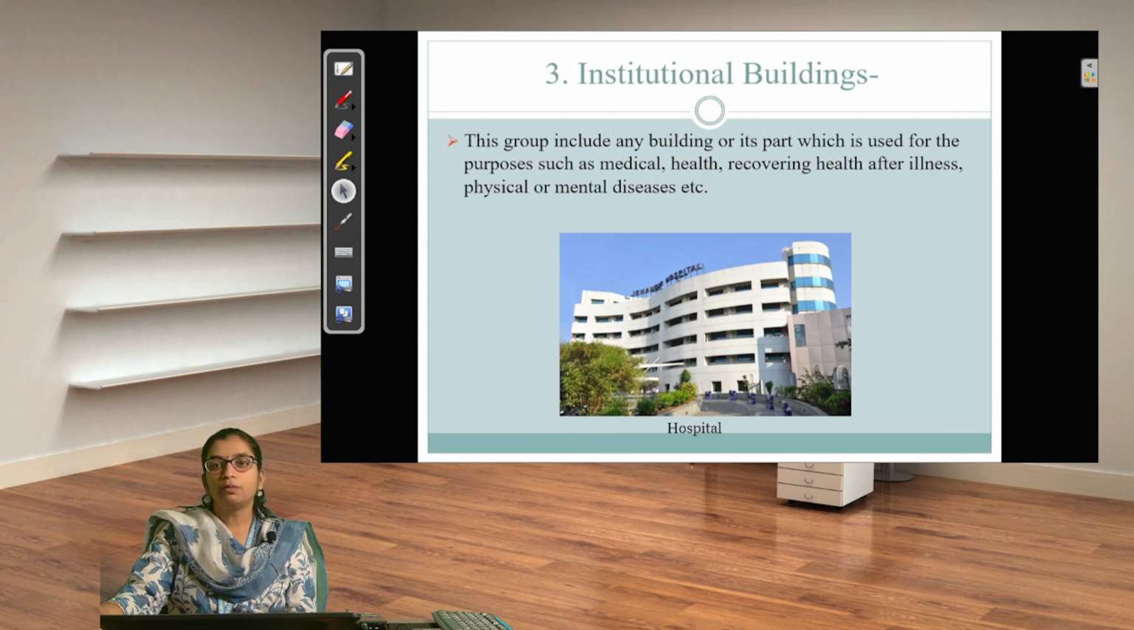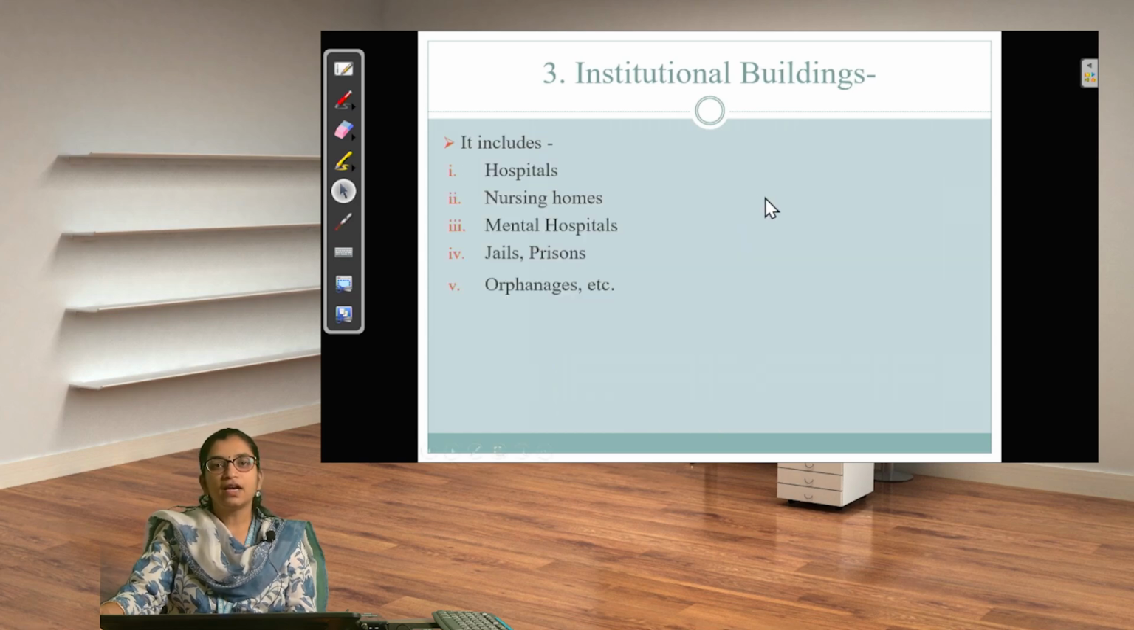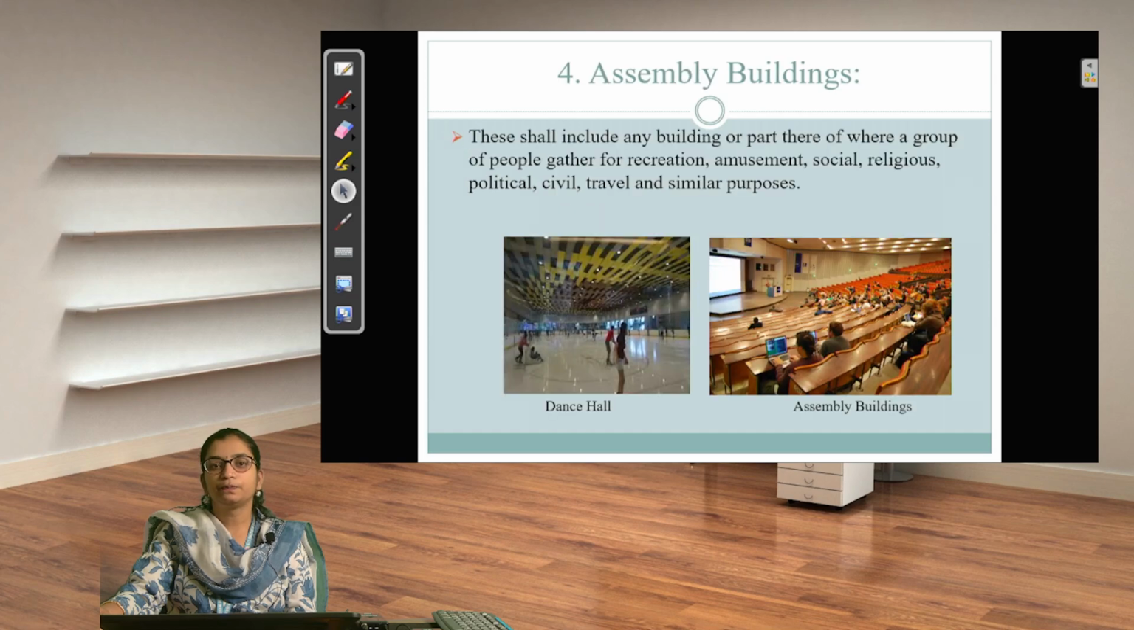So the third type of building is the institutional building. Any building, or any part of a building, which provides facilities related to medical health, recovery after illness, or physical or mental diseases, that building we consider as an institutional building. So we include buildings like hospitals, nursing homes, mental hospitals, jails or orphanages as institutional buildings.